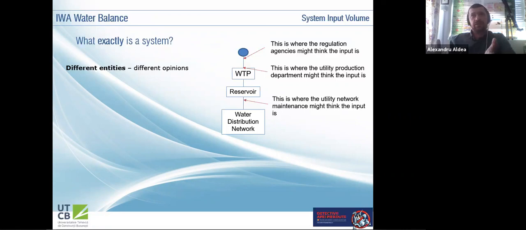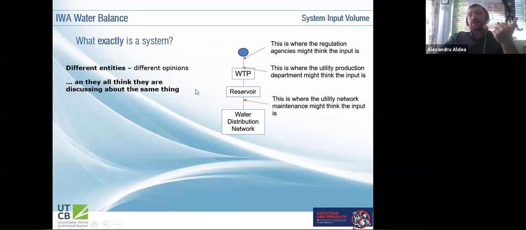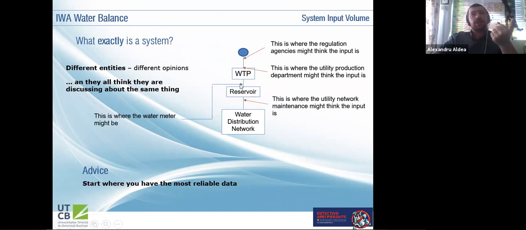It's no big deal. All I need to know is the system input volume in those 3 situations. Now you might find out that there are not 3 flow meters, one for each situation. There is probably only 1, and that meter might be just here. And this is not going to help you in any of these 3 situations. Of course, there are many other possibilities.